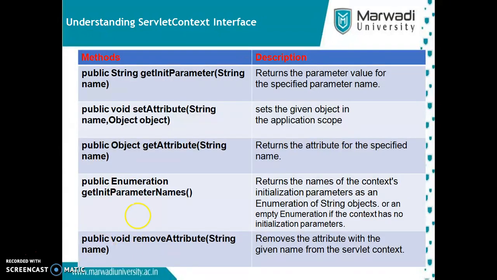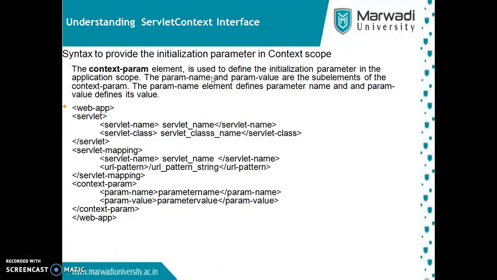Now these are the methods of the ServletContext interface. First method, that is called getInitParameter. It is going to accept one string as argument, and it is going to return the corresponding value for the given parameter name. So let's say in the previous code, for example, I'm writing getInitParameter and I'm passing one argument, the parameter name, so it will return the parameter value as output.